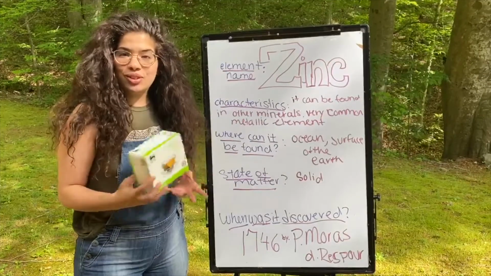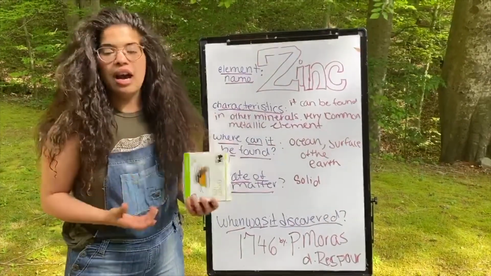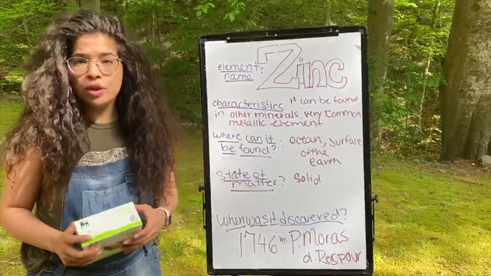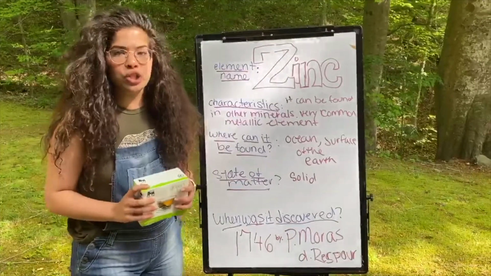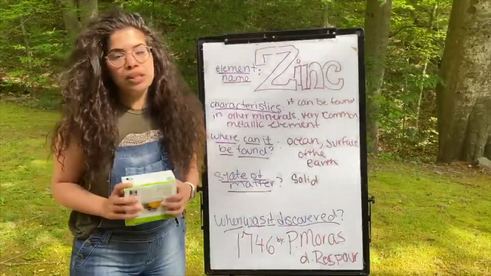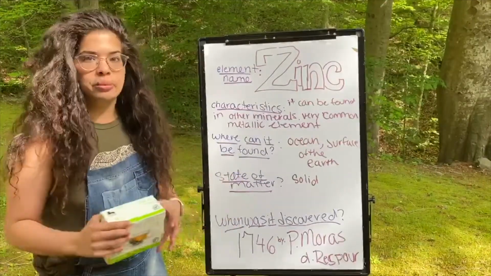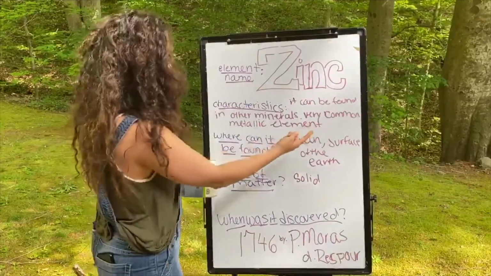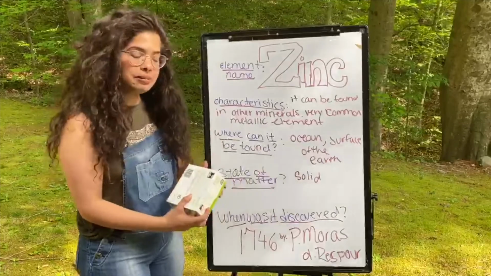Hi everyone. So the item I chose in my house was this pack of green tea. I was really interested in knowing what elements were found in tea leaves. So after a quick search on the internet, I found out that tea leaves are actually rich in zinc. Zinc is a really commonly found element on planet Earth. So let's talk about it a little bit. Some of the characteristics of zinc are that it can be found in other minerals. It's a very common metallic element.